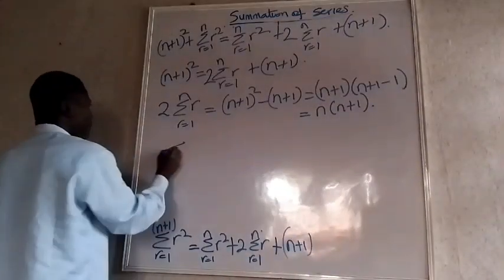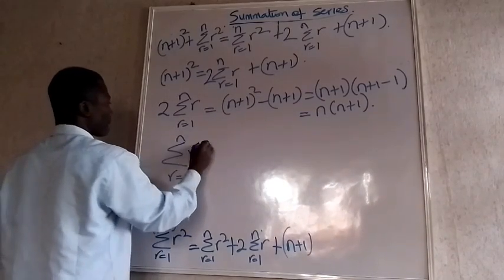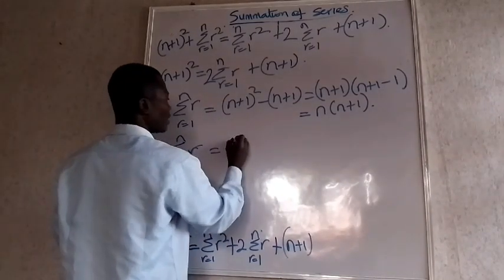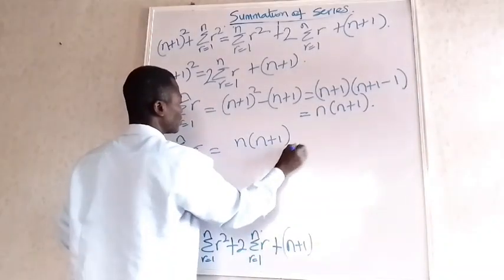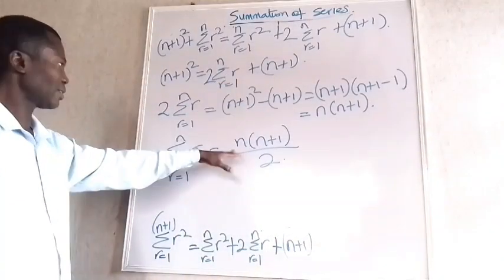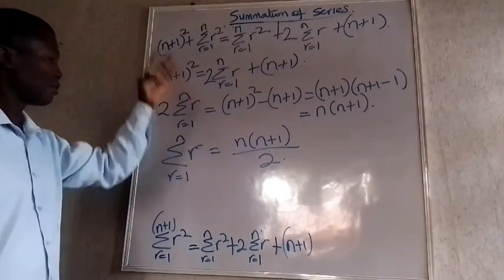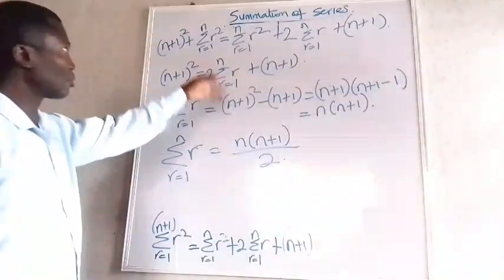So it means that the sum is equal to n into n plus 1 over 2. You can see it is consistent with the answer we got initially. Everything is the same. So if you want to find the sum for the squares of natural numbers, you can go in this way.